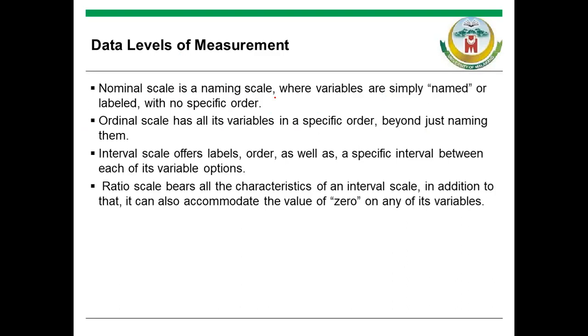Nominal scale is a naming scale where variables are simply named or labeled. We will discuss in detail in the coming lectures. Ordinal scale has all its variables in specific order. Interval scale offers order as well as specific intervals, and ratio scale bears all the characteristics of an interval scale. Okay, so we will have a detailed discussion of all these different data levels.